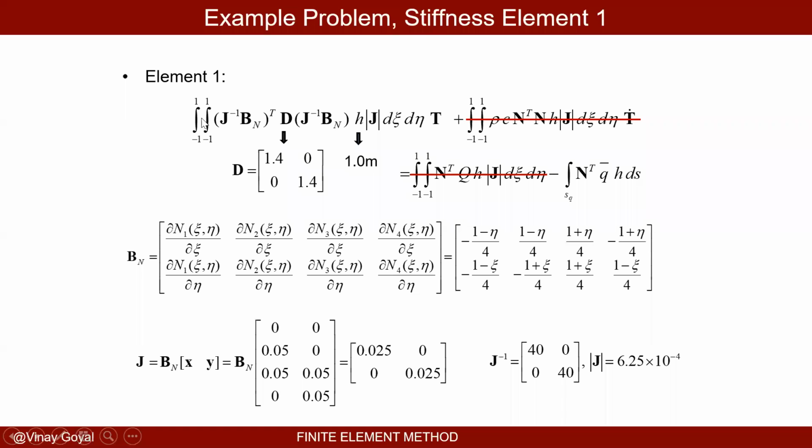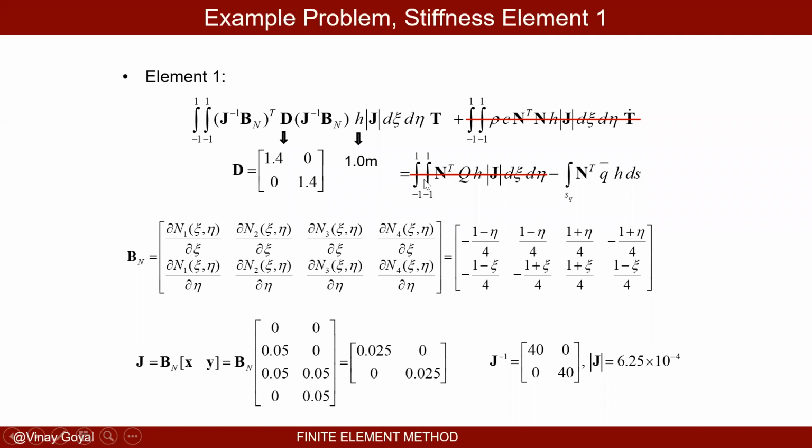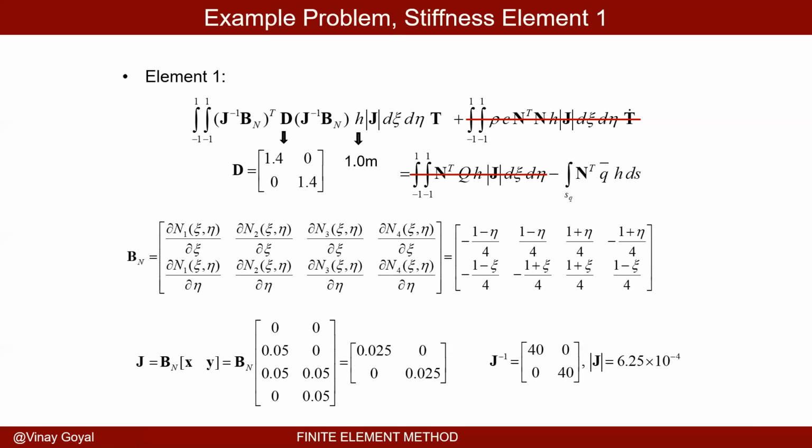So for element number 1, we had this term, and then we're not considering a transient problem, so this can go to 0. And we don't have any heat generation from the interior of the element. So in the interior of this wall, there's no heat getting generated inside that chimney, so this term is 0. This transient term is 0 because we're considering a steady state problem, not a transient problem. So that simplifies quite a bit.